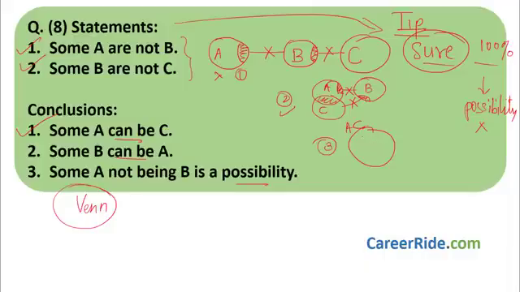Again in the third one, what do we see? Some A are not B, right? Some B are not C.